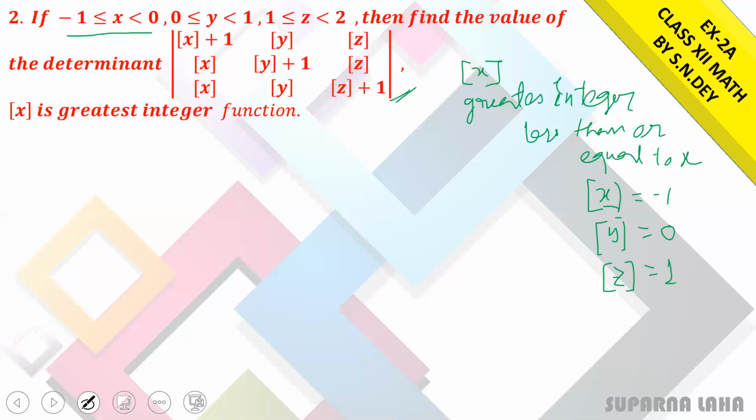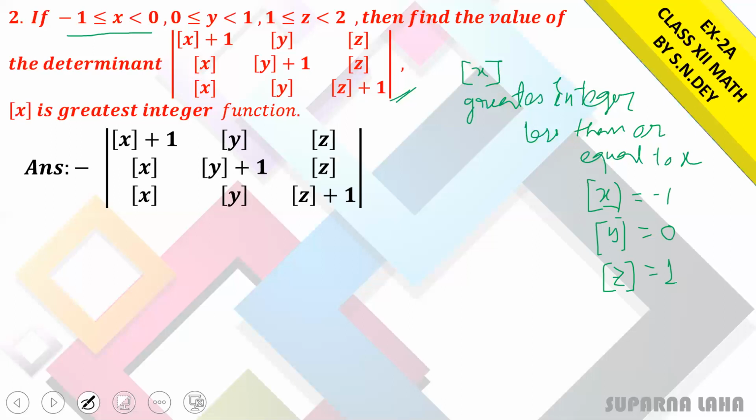You all know what the greatest integer function is and how to find this value, so no need to explain it again and again. Now just put the values of box x, box y and box z. Box x is minus 1, box y is 0 and box z is 1. So the rows will be minus 1, 1, 0, then 1, minus 1, then 0, 1, 1, then minus 1, 0, 1, 1.